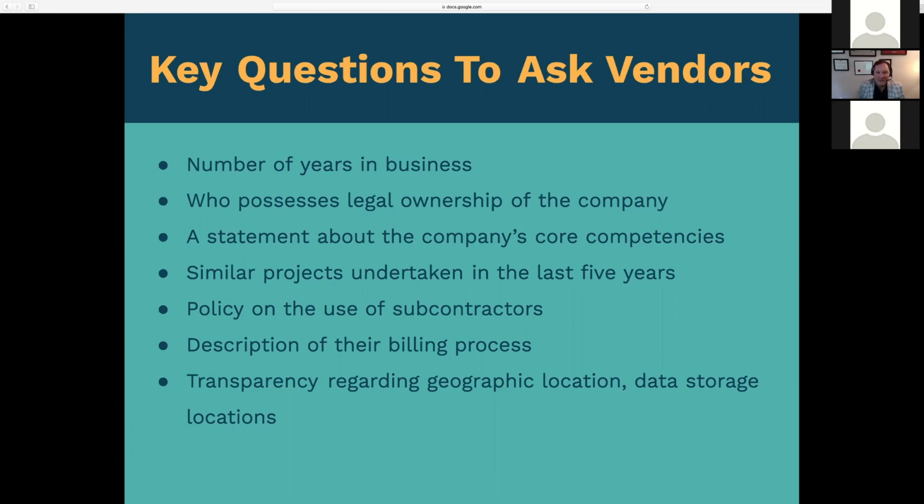Who possesses legal ownership of the company? This is kind of a little trickier than it seems initially. What we've seen, there are a lot of companies who will present themselves as North American companies when in fact they're actually offshoring, outsourcing, things like that. And so folks will hire them expecting one thing and then find out actually that was an incorrect expectation, and issues with communication and timing will ensue.